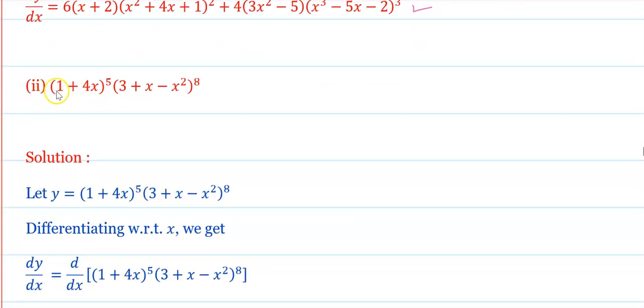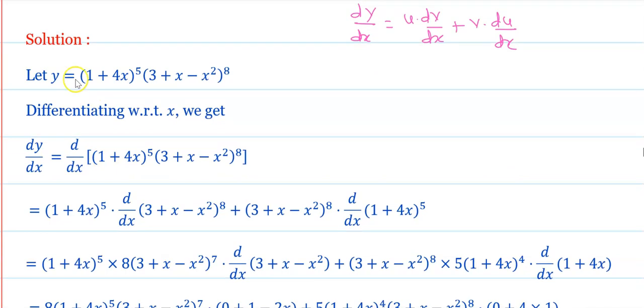Next question. 1 plus 4x bracket is to 5 into in next bracket 3 plus x minus x square bracket is to 8. Now here is the product of two functions. Both are power functions. Will we use the u into v rule here? What is that? y is equals to u into v. Then dy by dx is equals to u into dv upon dx plus v into du by dx. Okay. y is equals to in bracket 1 plus 4x bracket raised to 5 in bracket 3 plus x minus x square bracket raised to 8.